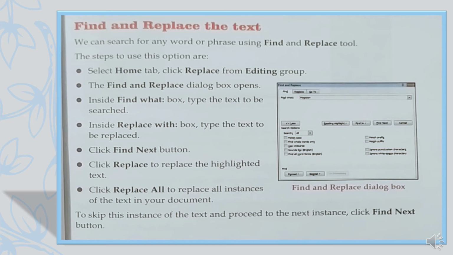Third, inside find what box, type the text to be searched. Fourth, inside replace with box, type the text to be replaced. Fifth, click Find Next button. Sixth, click Replace to the highlighted text. Seventh, click Replace All to replace all instances of the text in your document. To skip this instance of the text and proceed to the next instance, click Find Next button.